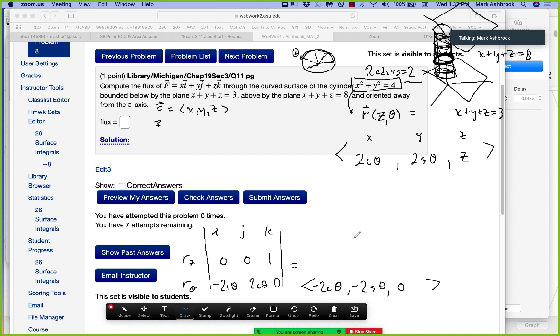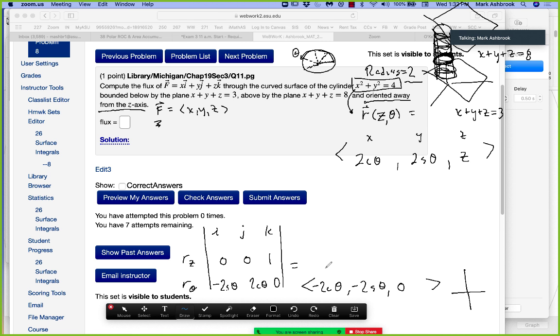Okay, so now we've got, this is what? This is the function of orthogonal vectors to the surface. We have to check to make sure we have the orientation correct. Oriented away from the z-axis. How do we do that? Wouldn't this vector point inwards towards the z-axis?